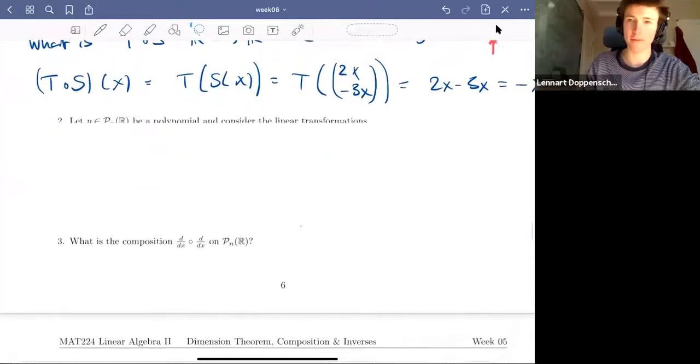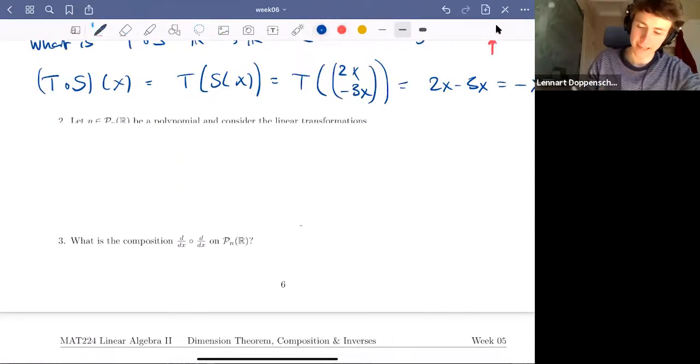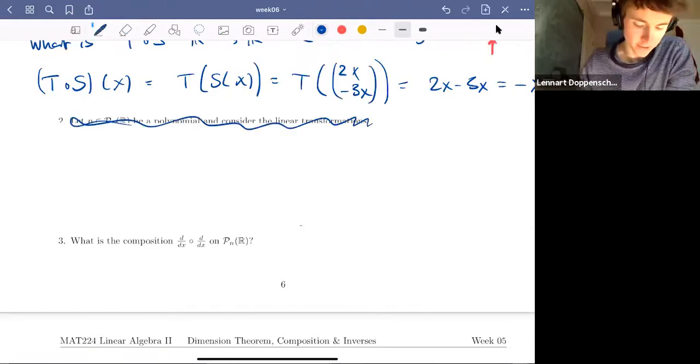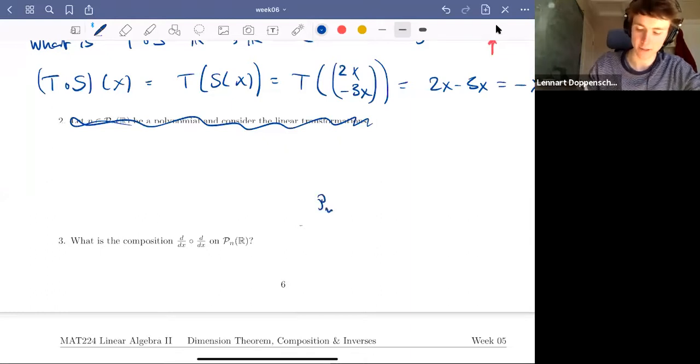Okay, so let's look at the number 3. I'm going to delete this in the LaTeX later. Number 3 is actually a valid example. We've seen that the derivative is a linear transformation. It takes a polynomial and sends it to another polynomial. So p of x is sent to d by dx p.